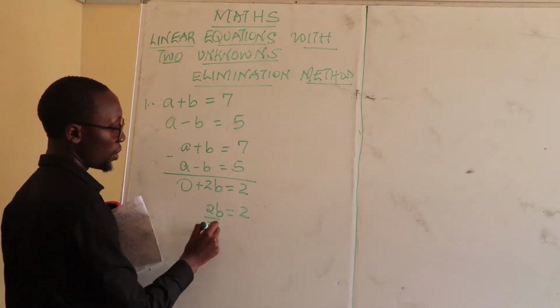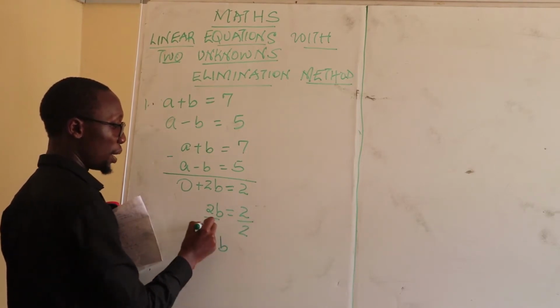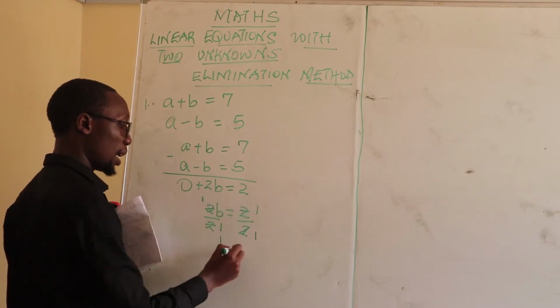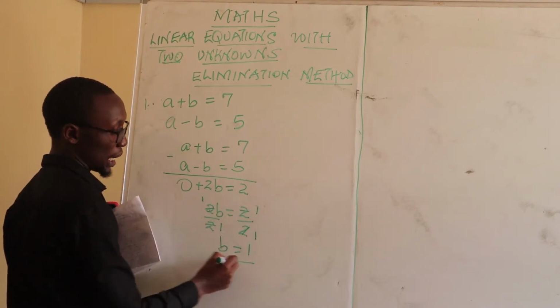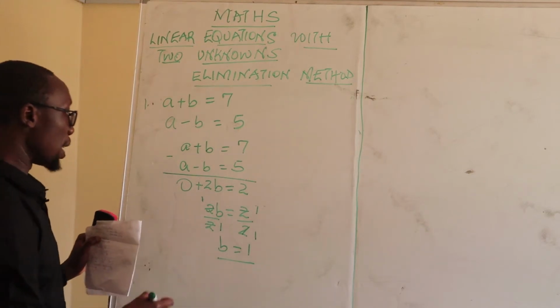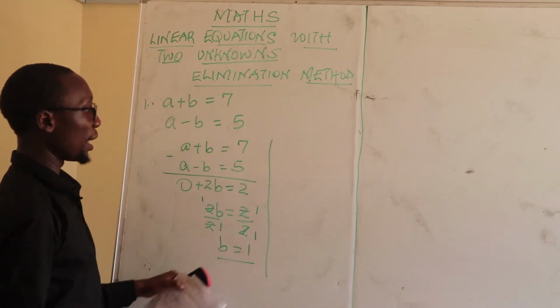So you divide by 2 on this side, and you also do the same to the other side. So that now 2B by 2 is B, and 2 by 2 is 1, so B shall be equal to 1. So that way you've gotten the value of B. So you proceed to get the value of A.